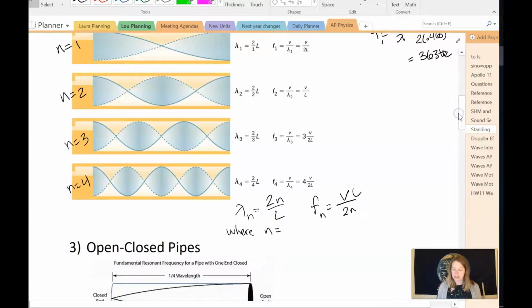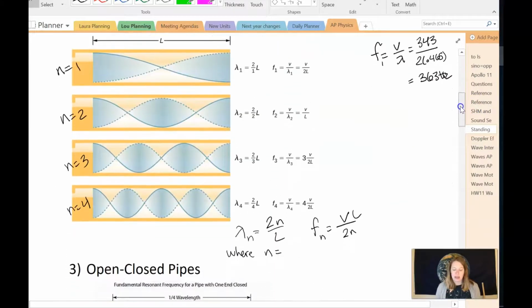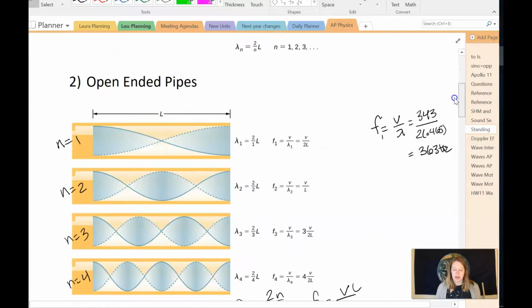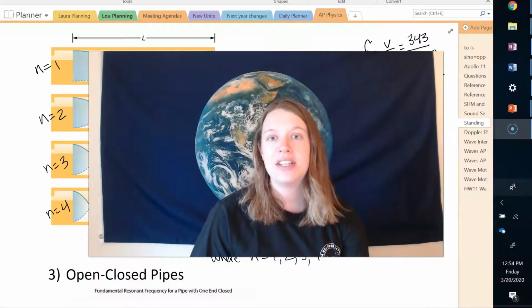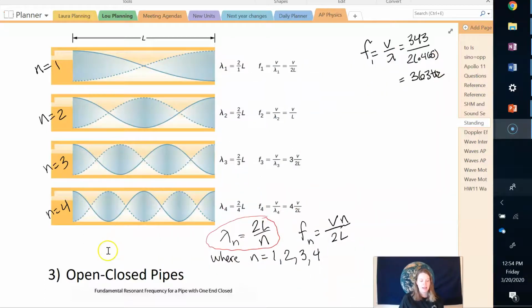We've got this really nice symmetry happening here. And so we have the same expressions for wavelength and frequency that we did with the similar symmetry in strings. Pause here for a second because there's an error in what I had written down here. And the pattern of harmonics in an open-ended tube is the same as the pattern of harmonics in a string that's fixed at both ends, because they both have that same symmetry. They have to have the same thing happening at both ends.